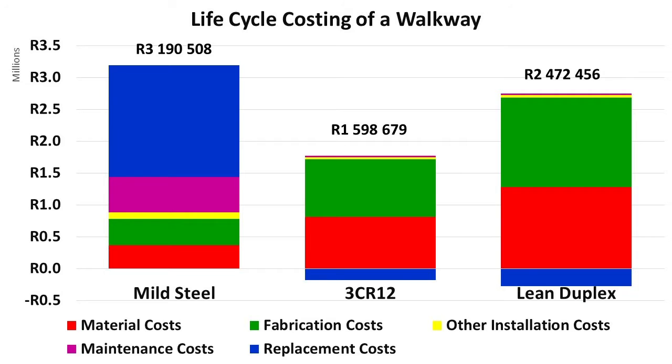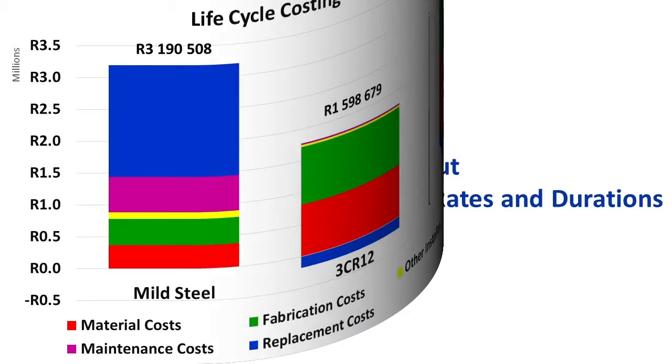So it boils down to that your total life cycle cost is your initial material costs plus your initial installation cost and your fabrication costs. You will have your operating and maintenance cost added to that. And then you also take into account your lost production and downtime costs, as well as your replacement if you need to do that during the lifespan.